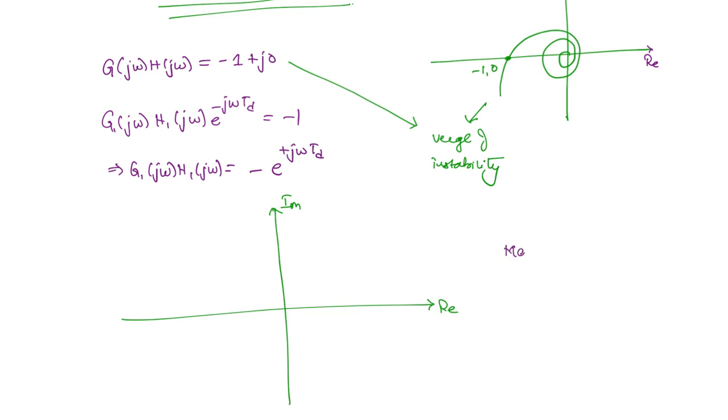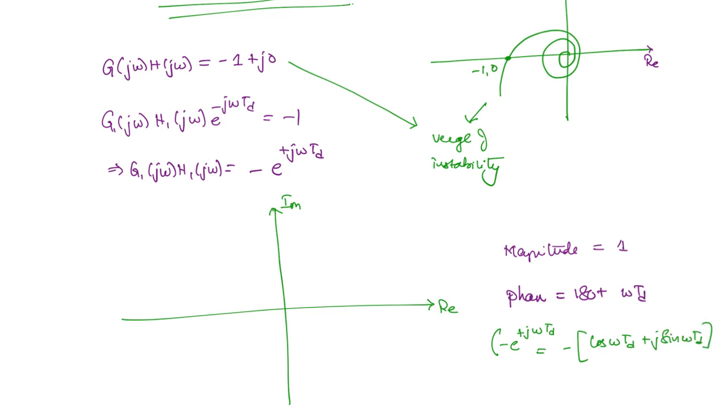What is the magnitude? Magnitude is going to be simply 1, right? Because the magnitude of the phasor is 1. Then what about the phase? If it was simply e to the power j omega td, the phase would have been omega td. But since we have a minus, it is going to be 180 plus omega td. So this you can find by expanding this function. When you expand it, what will you get? Minus e to the power plus j omega td is going to be minus of cos omega td plus j sin omega td.